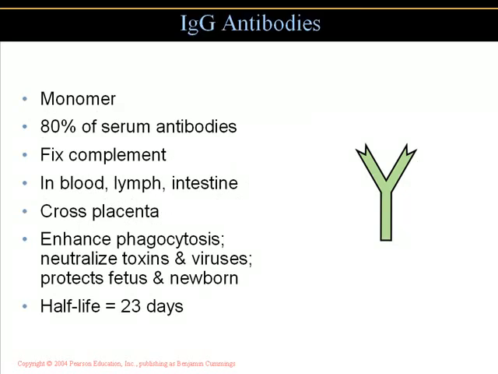Just as a review, IgG antibodies, 80% of serum antibodies. Again, it helps stimulate the complement system. The complement system complements the immune system, so it helps out. We see it in blood, we see it in lymph, we see it in intestines, and it can cross the placenta. And I make a distinction there.